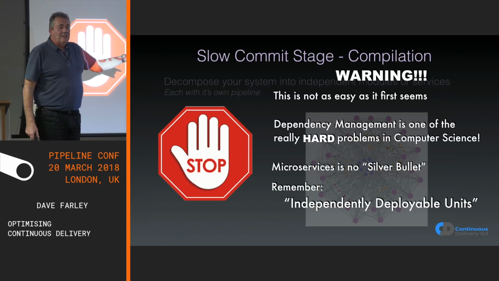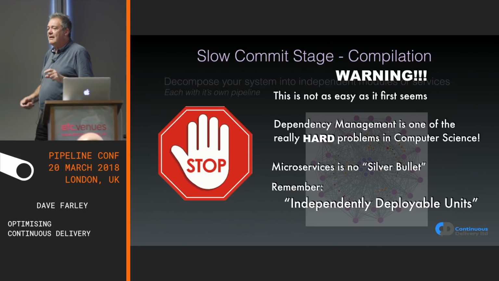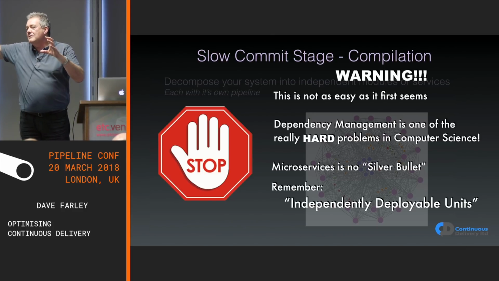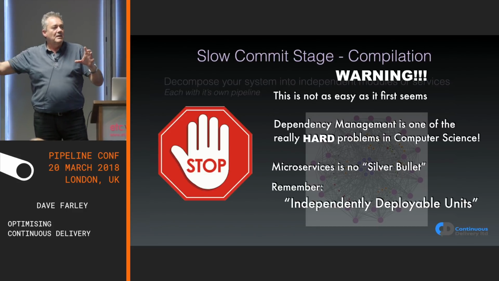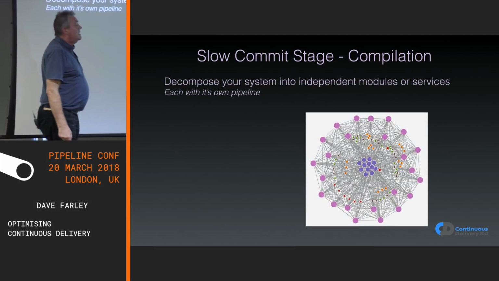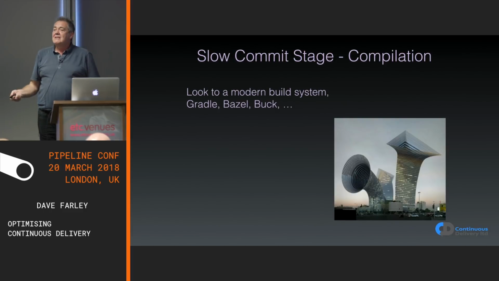Remember, independently deployable units is the scope of a deployment pipeline. If you can't consider pushing the button and deploying this piece of software alone without testing it against something else, it's not an independent deployable unit, and you probably need to think about the scope of your deployment pipeline differently. So this is alluring. Everybody wants to do this because it sounds easy. Unfortunately, in the real world, it's not easy.